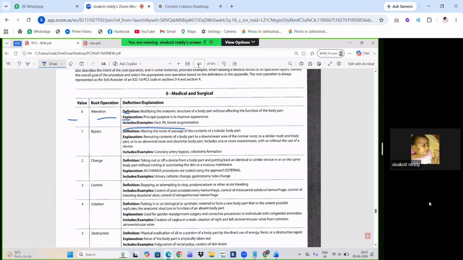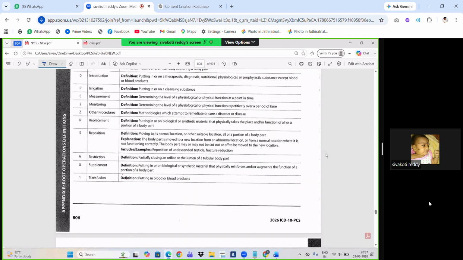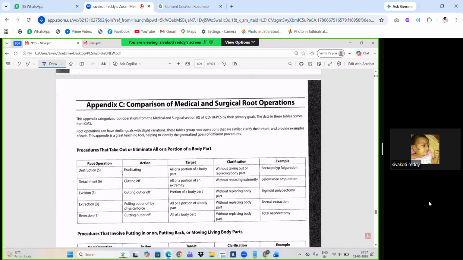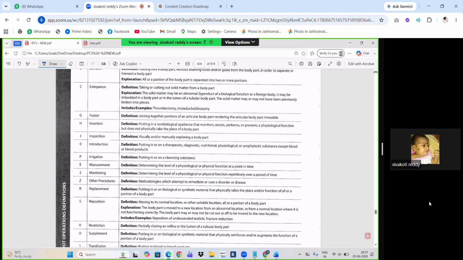No need to remember all the 31. Just 10 to 12 you can learn and understand the definitions. So I am explaining one root operation. First, we are discussing easy root operations for better understanding. Then we can go for the complex ones.